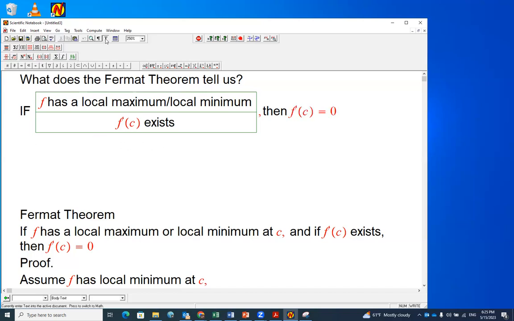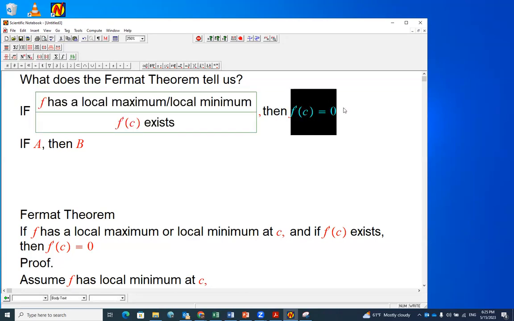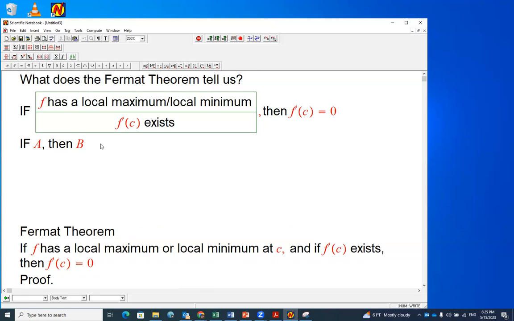So according to the logic principle we learned, if A, then B. So this is the "if," and this is A, then B. If "if A then B" is true, then we can say if not B, then not A.